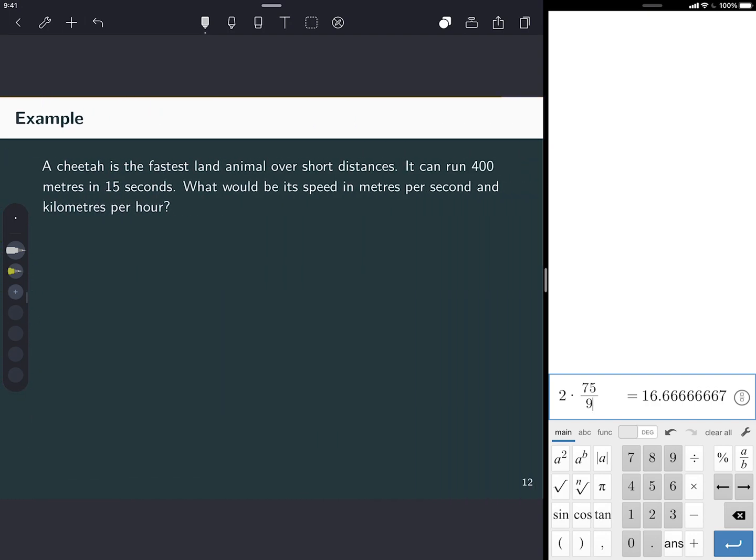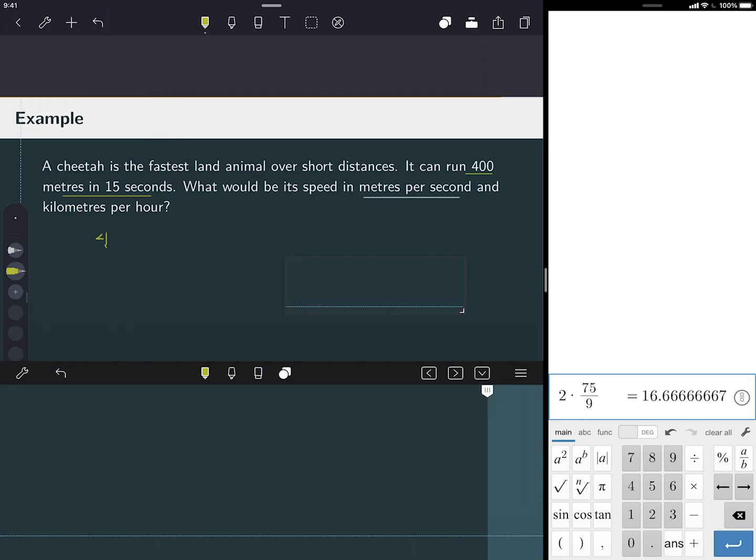Okay, let me do a couple examples that were missing in these lessons. This one says, a cheetah is the fastest land animal over short distances. It can run 400 meters in 15 seconds. What would be its speed in meters per second and in kilometers per hour? So in meters per second, it's already given kind of, right? It's 400 meters in 15 seconds.